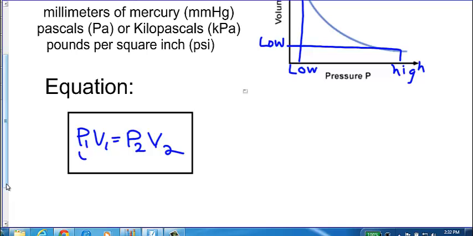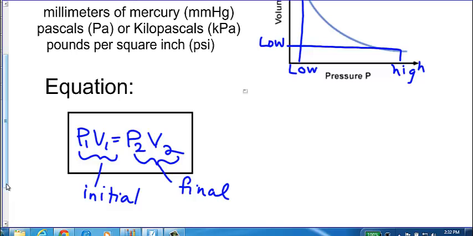Where the ones are your initial conditions of your gas, and then you're going to do something to it. So these would be your final conditions of your gas, after you manipulated it, after you messed it up.